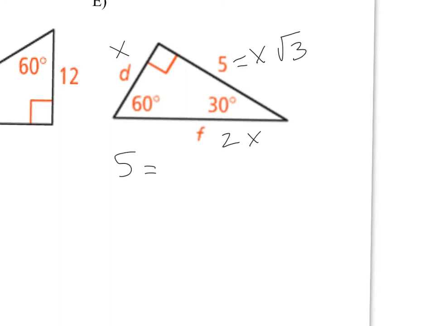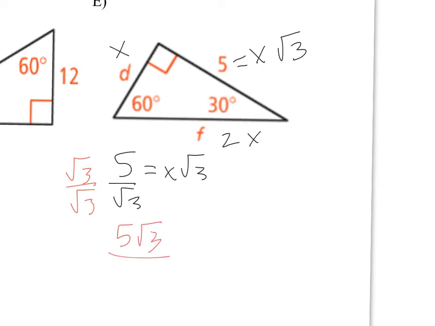So 5 is equal to x square root 3. And if I solve this, I have to divide by square root 3 on both sides. I'm also going to rationalize it. So I will need to multiply by square root 3 over square root 3. So 5 square root 3 over 3, because right here, where did that 3 come from? Square root 3 times square root 3 is square root 9. Square root of 9 is 3. That is equal to my x value, which is equal to my d value in this problem.